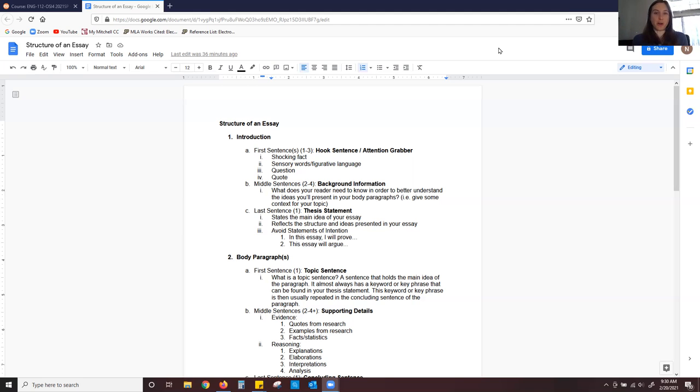So we have our body paragraphs. The first sentence of a body paragraph is going to be your topic sentence. Now, many of you have probably heard of topic sentences before, or maybe have even used them. But what exactly are they? A topic sentence is a sentence that holds the main idea of your paragraph. And it almost always has a keyword or a key phrase that can be found in your thesis statement.